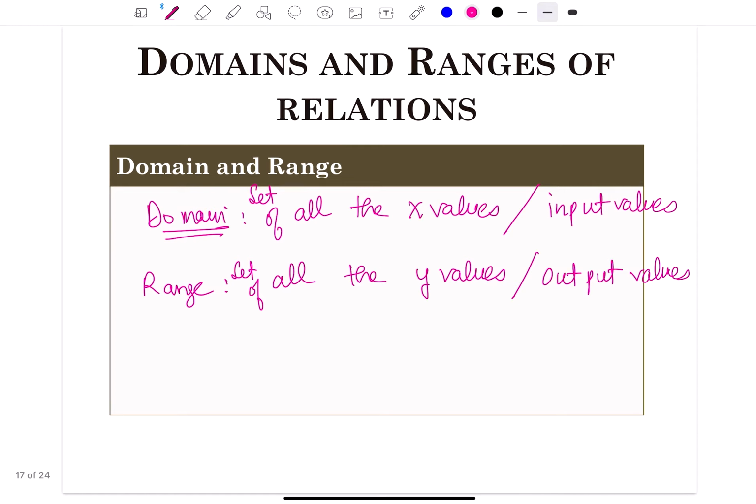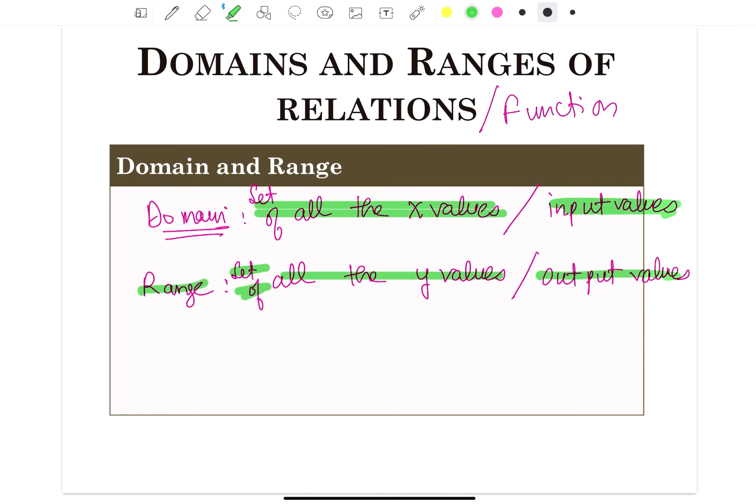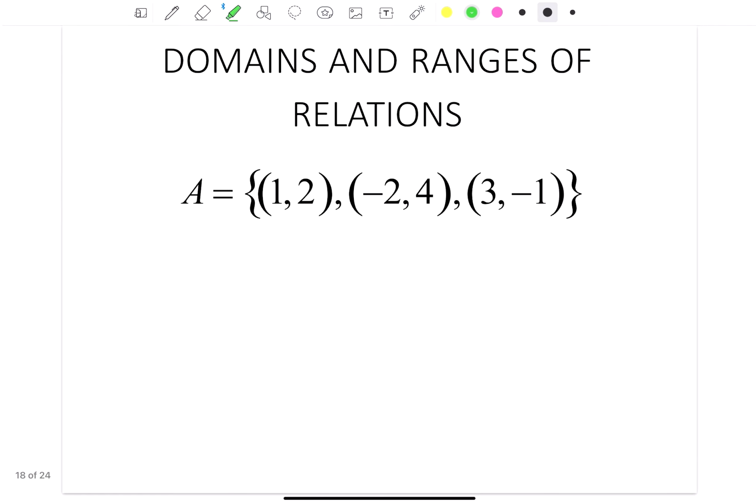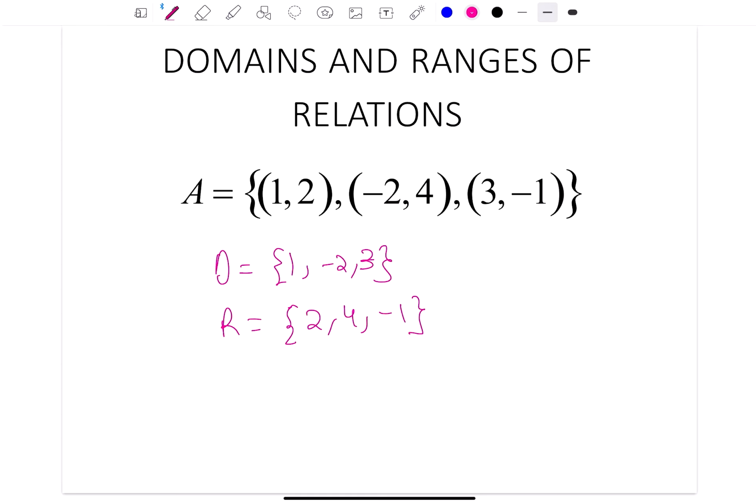Domain and range of relations and functions. Domain is the collection or set of all the x values or input values. Range is the collection or set of all the output values or y values. So looking at this relation, the domain would be all the x values, 1, negative 2, and 3. Range would be the collection of all the y values, 2, 4, and negative 1.